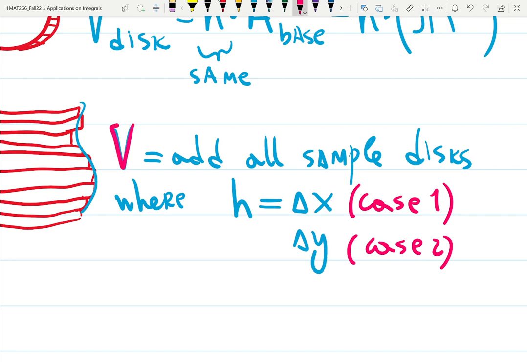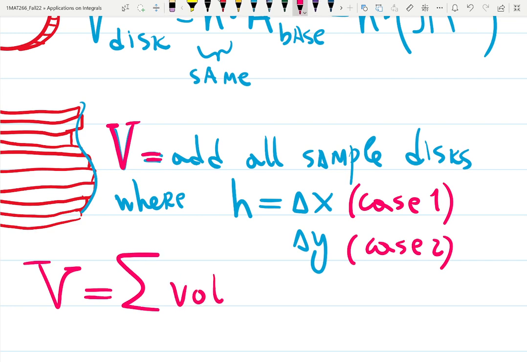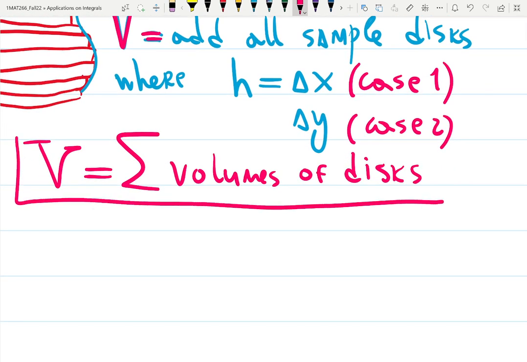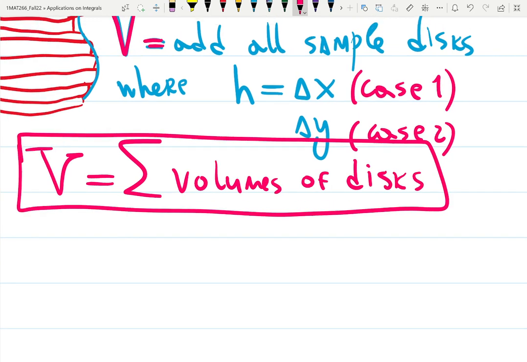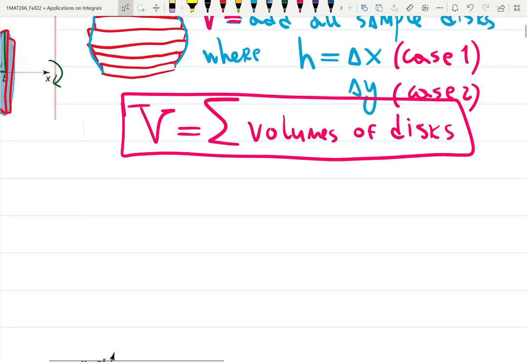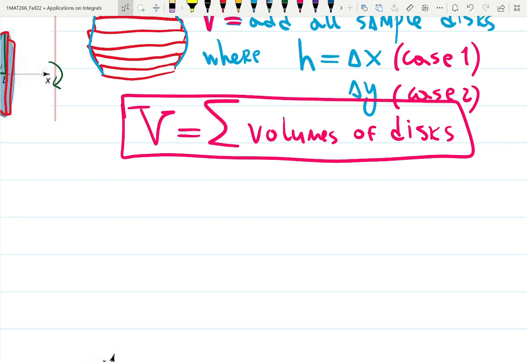But the whole point is adding them up together means having a sum. Sigma, sum of those volumes of disks. That is what's happening here. Now, if you have just 5 disks, the approximation will be odd. If you have 10, it's a bit better. 100, a bit better. 1,000,000, even better. The limit of the number of disks going to infinity of the sum creates a perfect volume, which is an integral, and we know how it works.